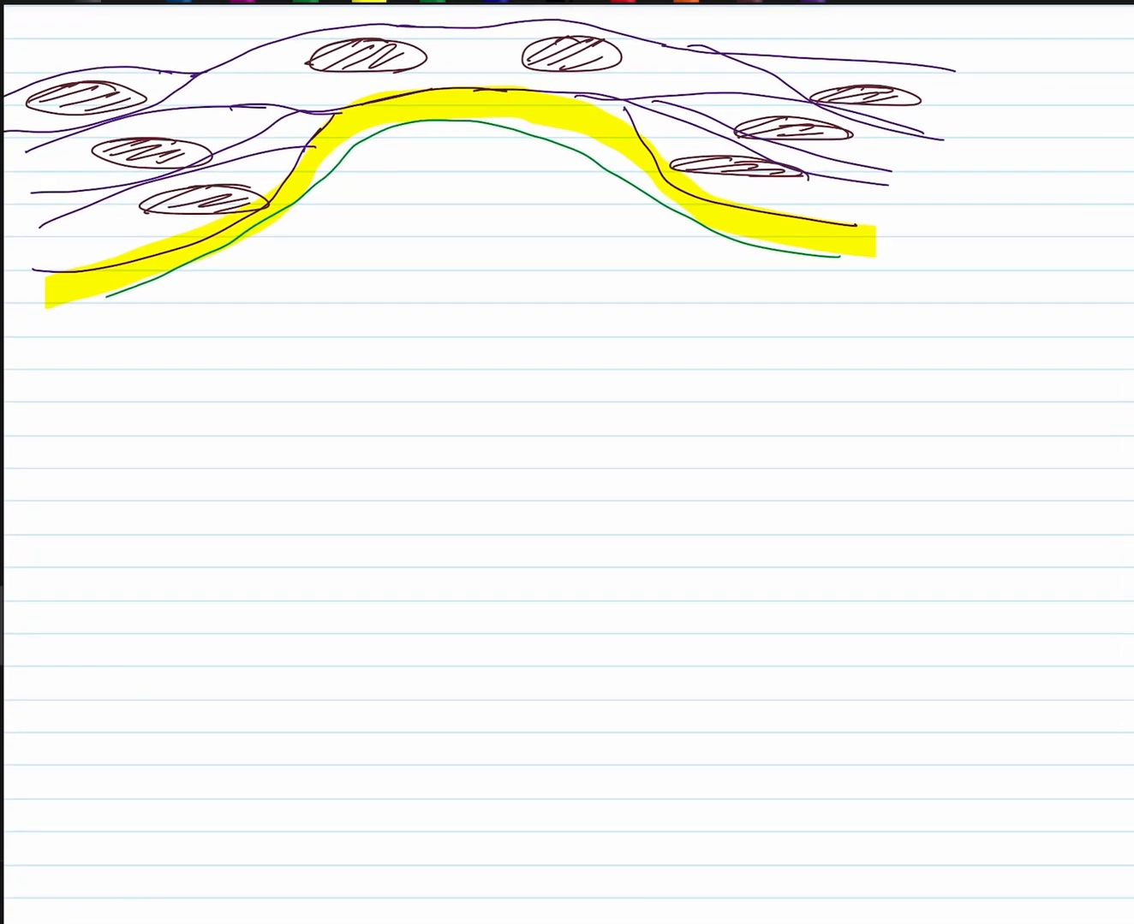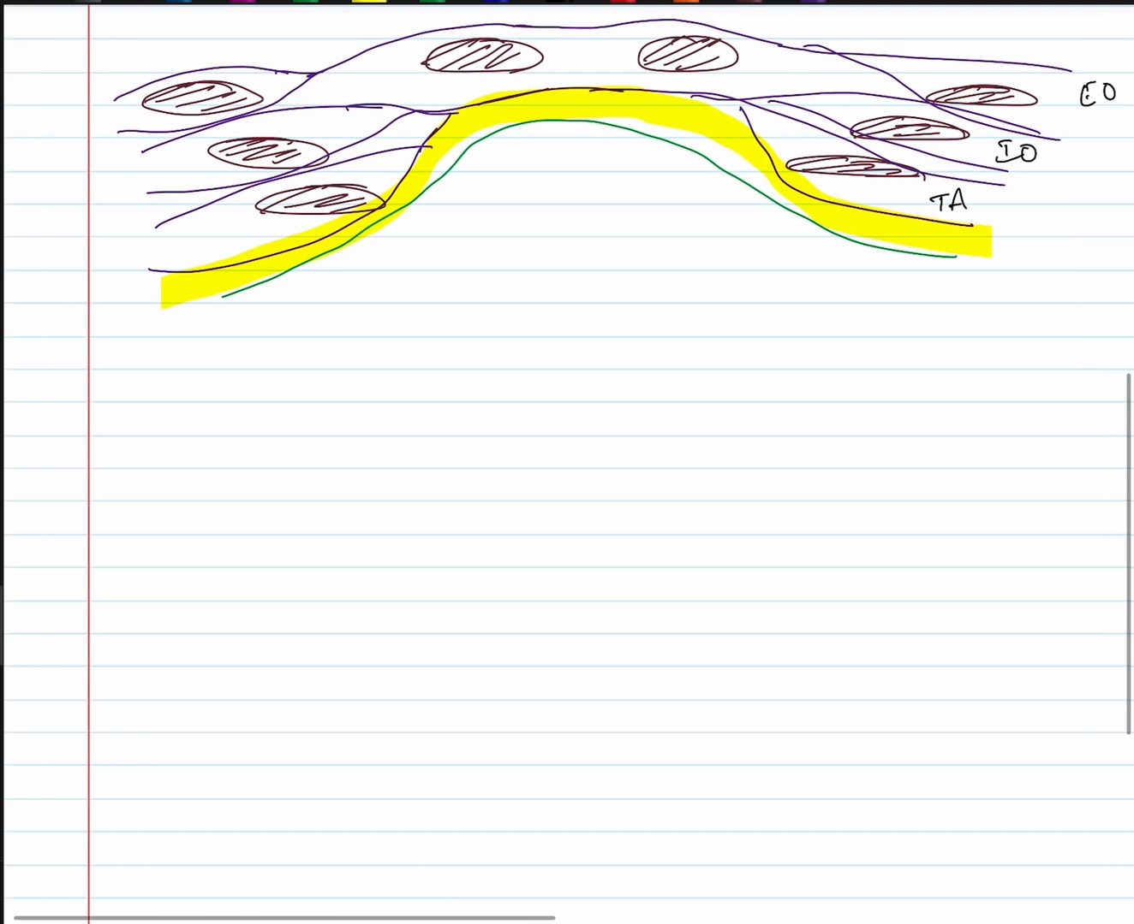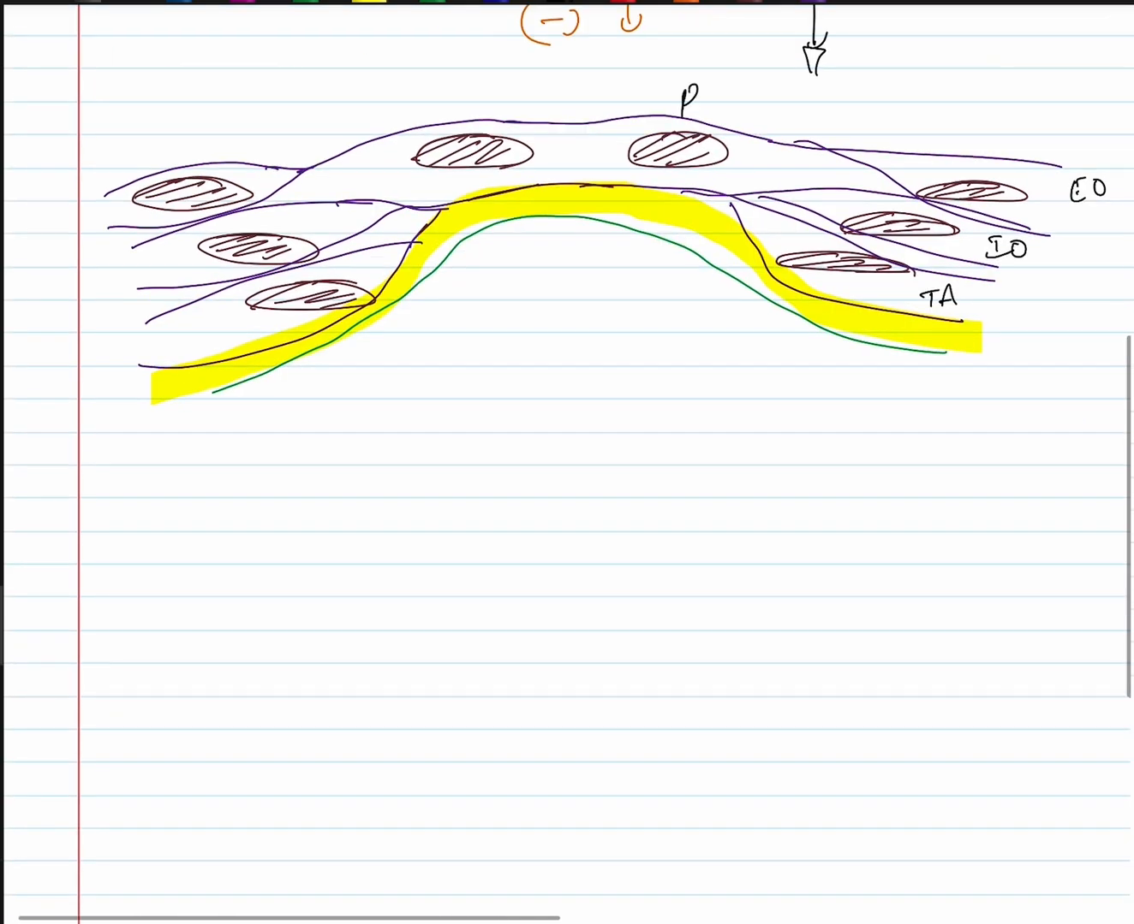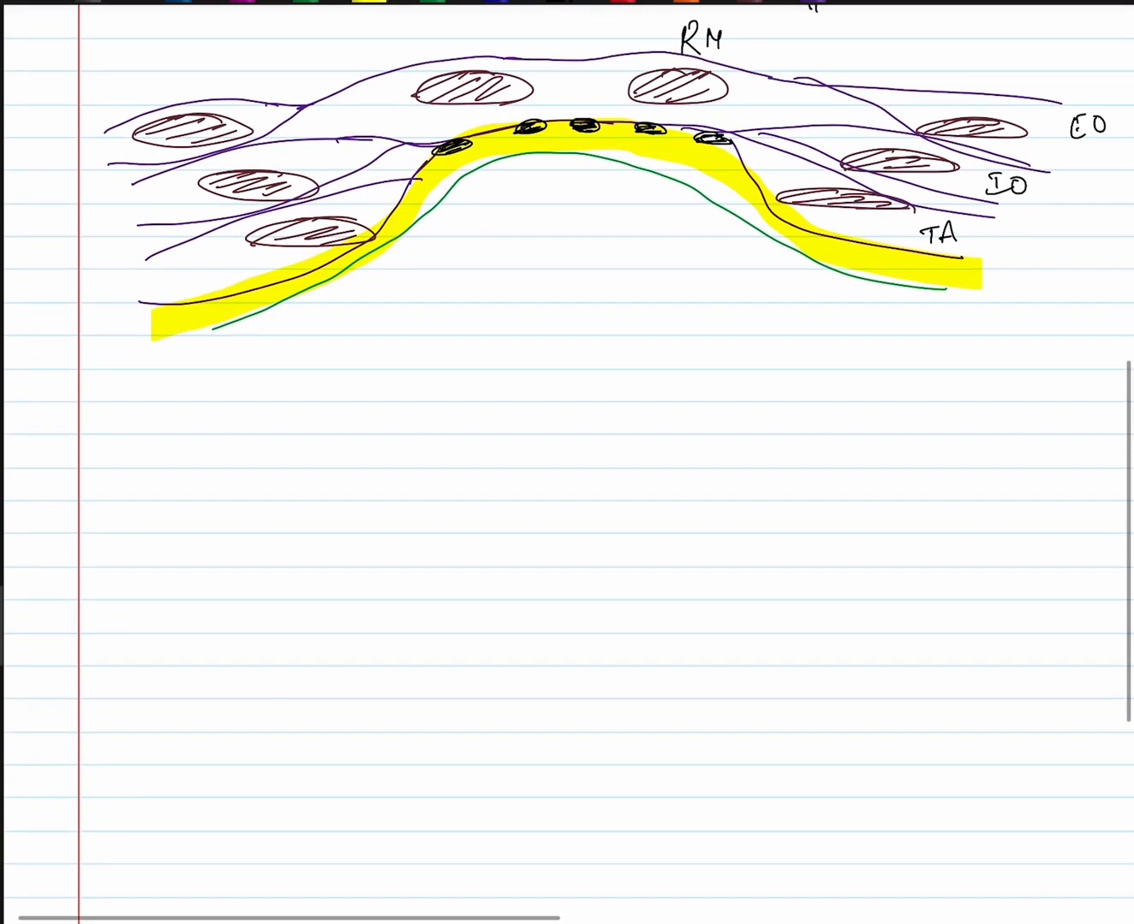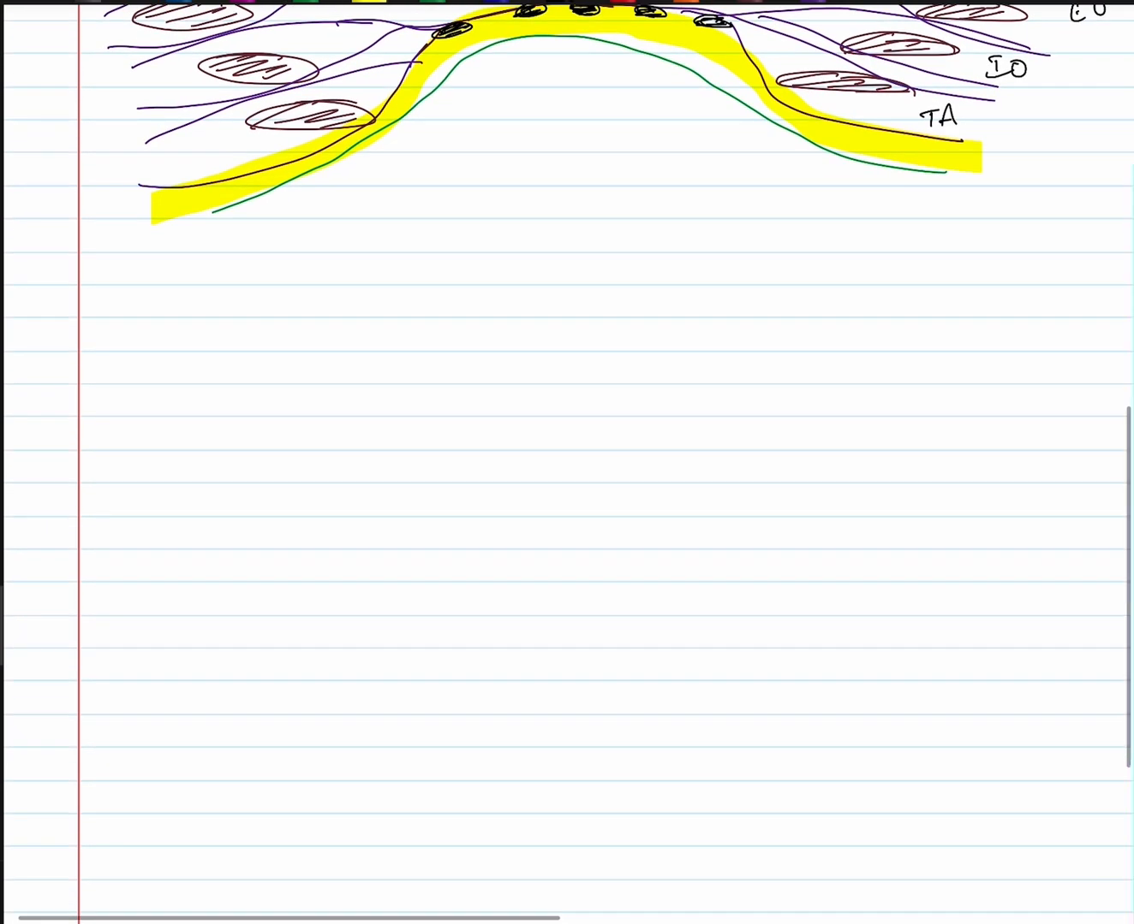So I'm just going to label whatever I've told you now. External oblique, internal oblique, transversus abdominis, and this is your rectus muscle with sheath. Here is your median umbilical ligament. Here is a medial umbilical ligament. Lateral to this is your lateral umbilical ligament. These are the peritoneal raised portions in the middle, okay.